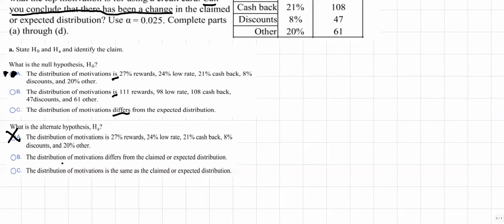We'll look at part B. It says the distribution of motivations differs from the claimed or expected distribution. Well, that's what we're looking for. We're looking for a statement of non-equality, a statement that says it is different from what we're stating as a null hypothesis. So this would be our choice. And obviously, choice C, the distribution of motivations is the same, makes no sense because we're trying to find out if there has been a change.